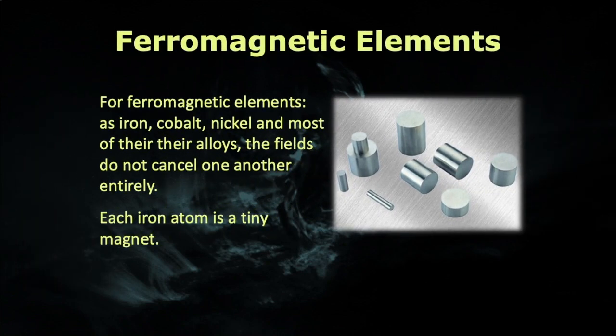For ferromagnetic elements such as iron, cobalt, nickel, and most of their alloys, the fields do not cancel each other out completely. For example, each iron atom is a tiny magnet.